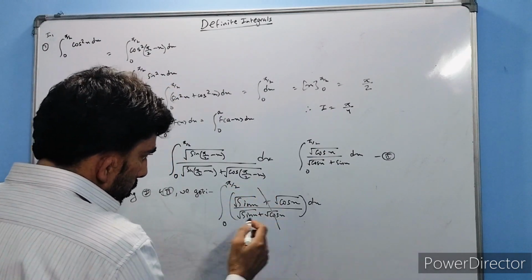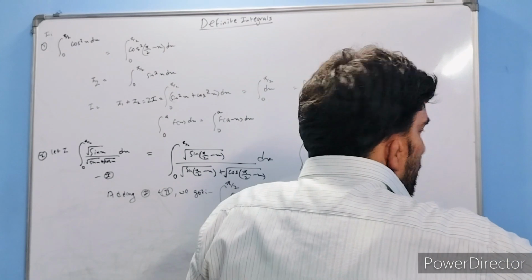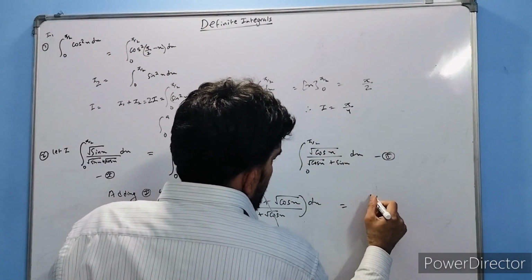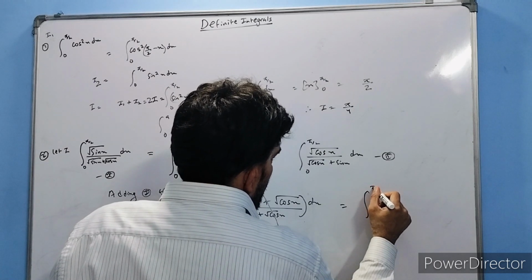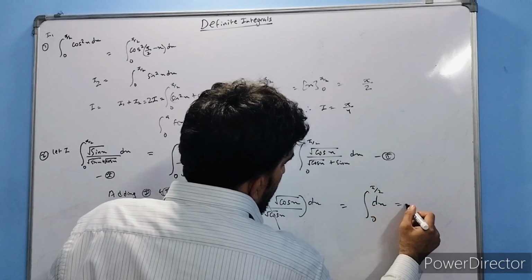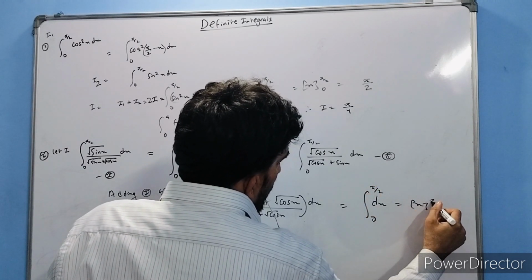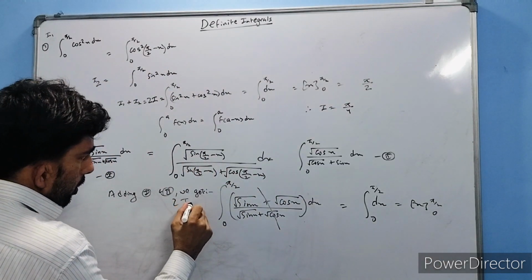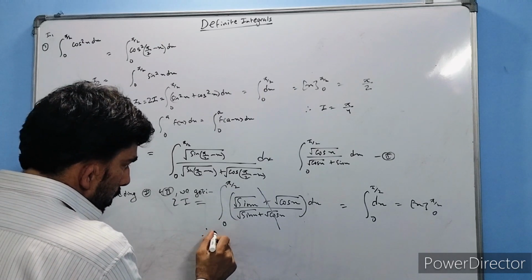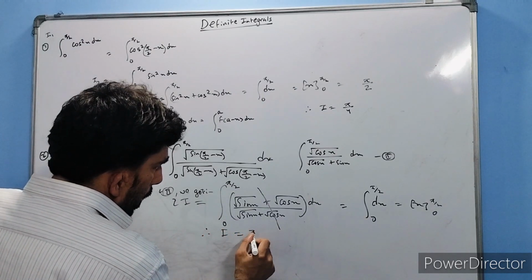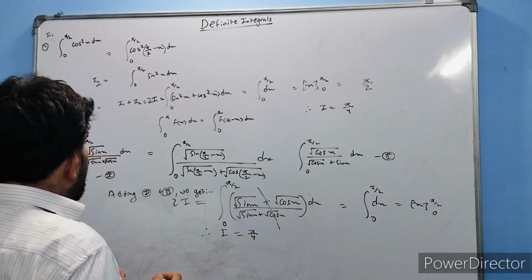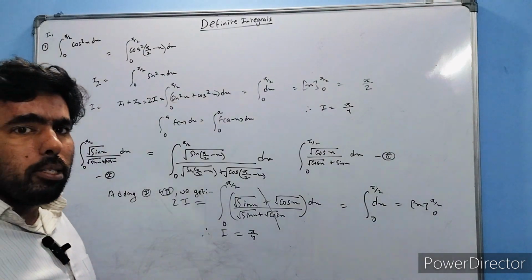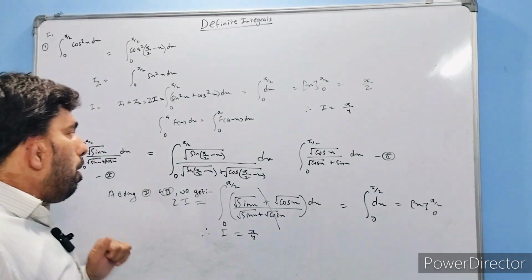So what do I get in this? I got dx from 0 to pi by 2, so I got x from 0 to pi by 2. Here 2I is equal to pi by 2, so therefore I is equal to pi by 4. Okay, so that is how we evaluate definite integrals using a particular property.